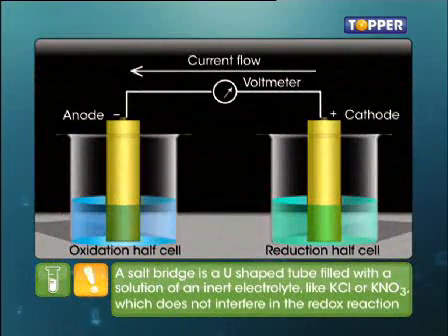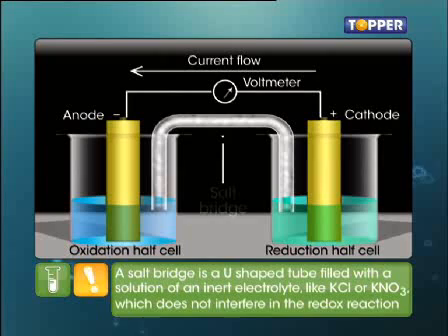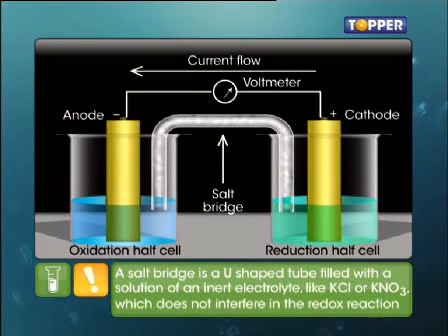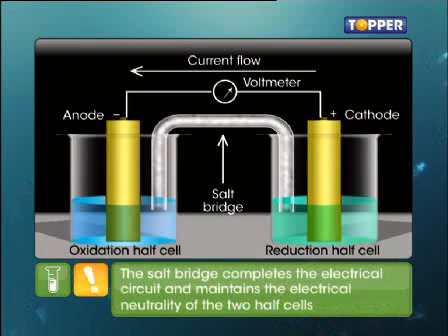Now you need to know about the salt bridge. In the electrochemical cell, the electrical circuit is incomplete without a salt bridge. So what is a salt bridge? A salt bridge is a U-shaped tube filled with a solution of an inert electrolyte like potassium chloride or potassium nitrate, which does not interfere in the redox reaction. The ions are set in a gel or agar-agar. The salt bridge completes the electrical circuit and maintains the electrical neutrality of the two half cells.